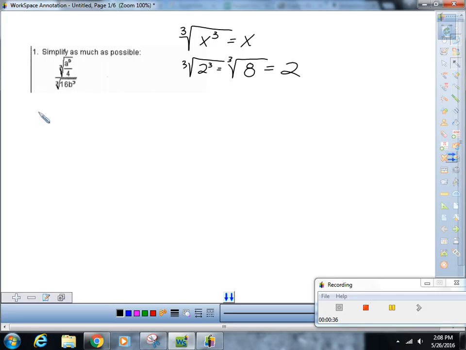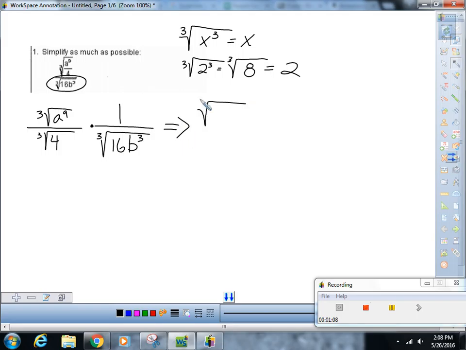Let's start out by just separating these things out. So the cube root of a to the 9th over the cube root of 4, and instead of writing this as a division problem, we're going to turn it into multiplication because I think it's significantly easier to work with. It just makes more sense to my eyes. Okay? So, the cube root of a to the 9th we will rewrite as the cube root of a cubed cubed. Does that make sense? And that's going to allow us to cancel.